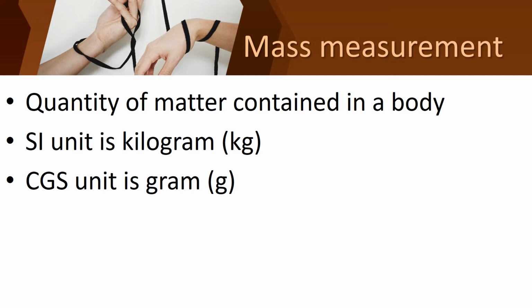So what is meant by mass? Mass is the quantity of matter contained in a body. So what is the SI unit of mass? Kilogram, that is kg. And what is the CGS unit of mass? Gram.